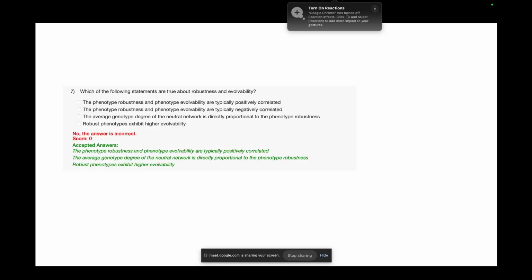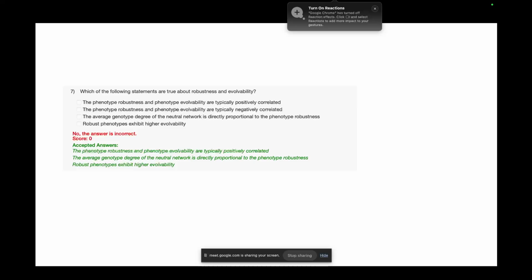So the first option is the phenotype robustness and phenotype evolvability are typically positively correlated. That is true. The more robust your phenotype is, the more evolvable it is. Because the idea is that you can have these small neutral changes if your network is very robust, but it would not drastically change your phenotype. And these small changes actually bring about evolvability. It pushes you to a certain phenotype. If you have a drastic change, positive selection won't work. So typically, phenotype evolvability and robustness are positively correlated.